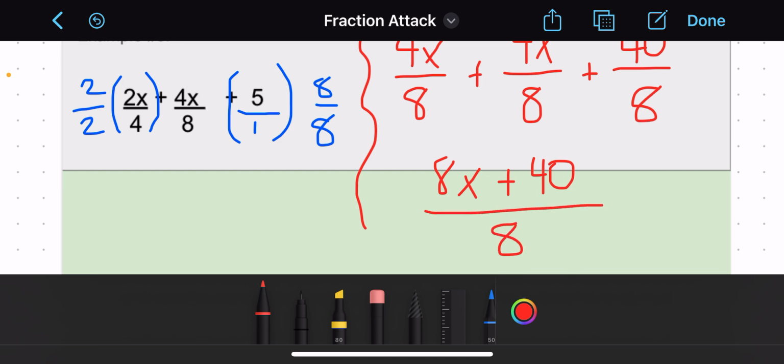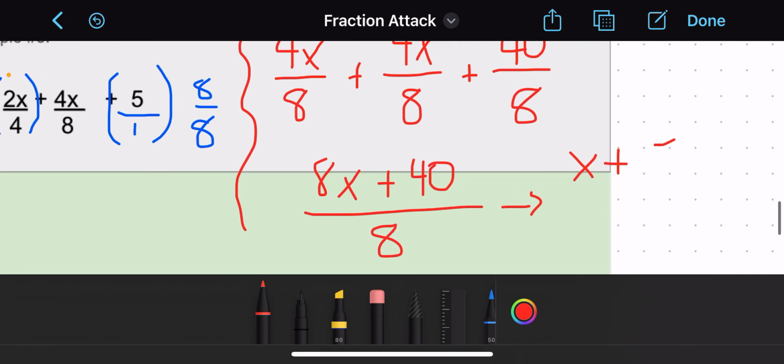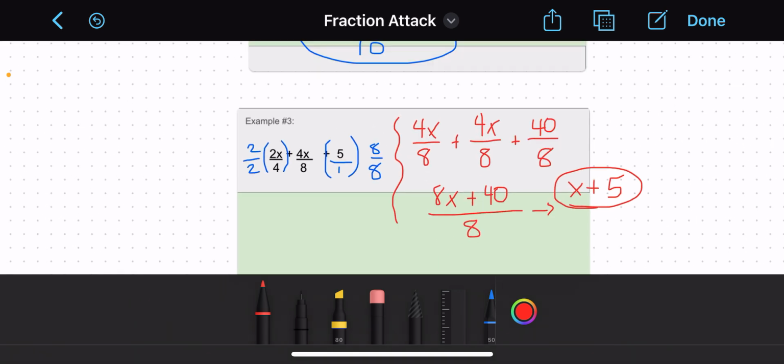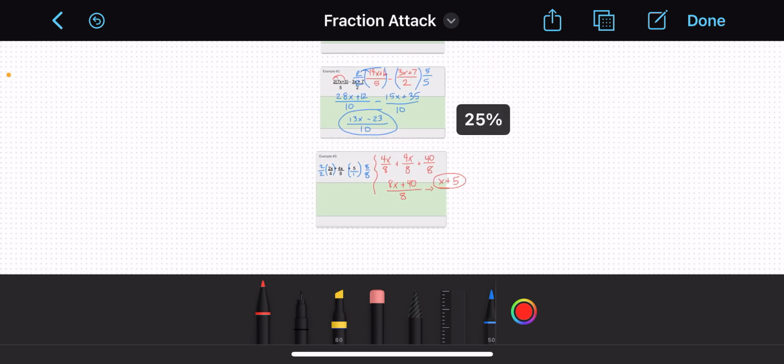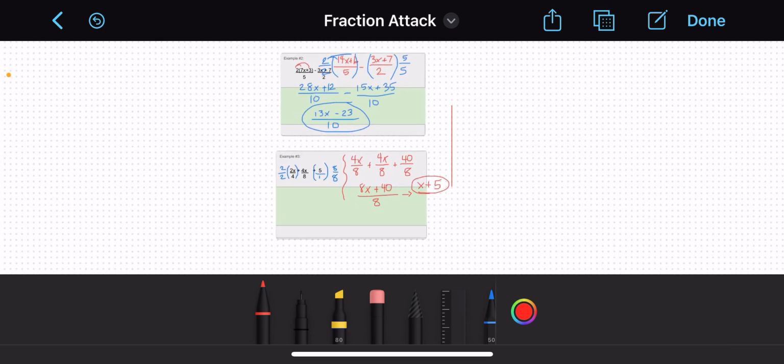And once again, when I look at this, I notice that I can simplify this. I can divide all of those terms by 8. So 8x divided by 8 is just x, and 40 divided by 8 is 5. So I'm actually going to end up with x plus 5 for this simplified expression here. Okay, so 2 of these 3 actually ended up looking a lot nicer than our starting one. Even that middle one there also looked quite a bit nicer.